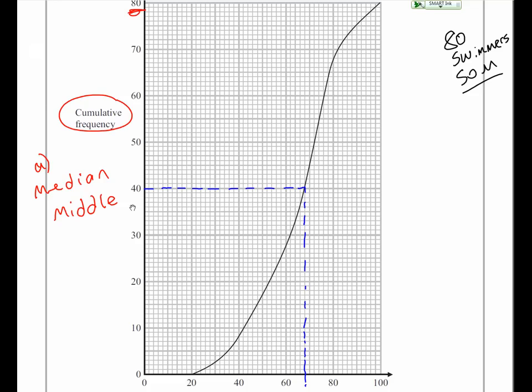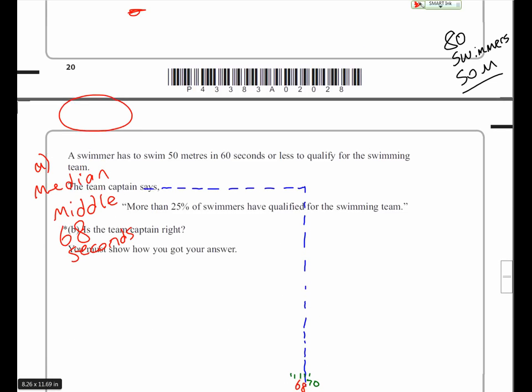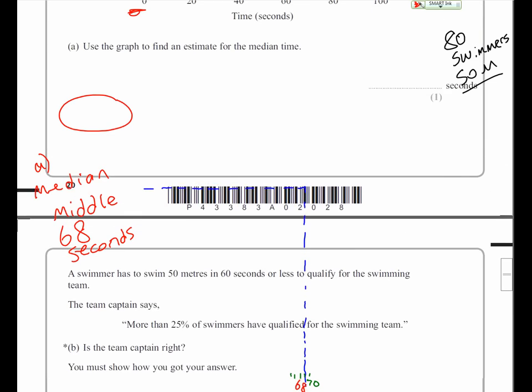Let's figure out the scale. 6, 1, 2, 3, 4, 5. Nope, because that has to be 70. So each one is going up 2. So that is 68. 68 seconds because it's time. What else does it want us to do? Done part A for 1 mark.